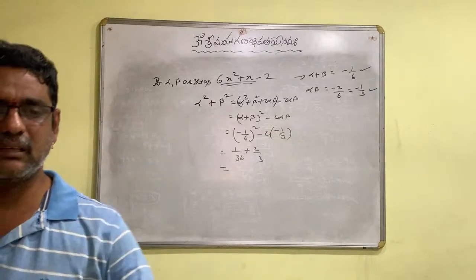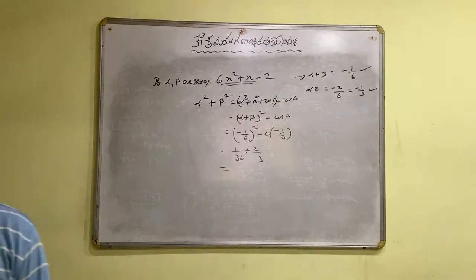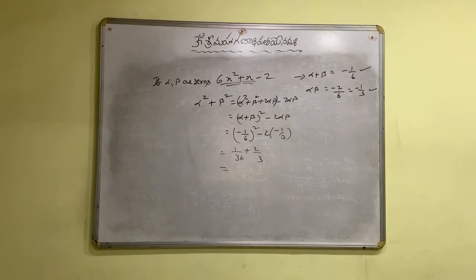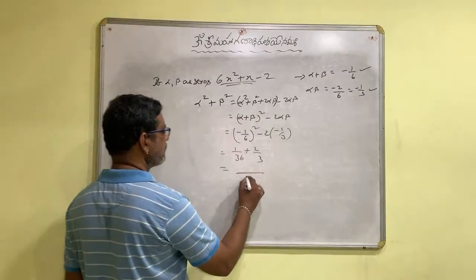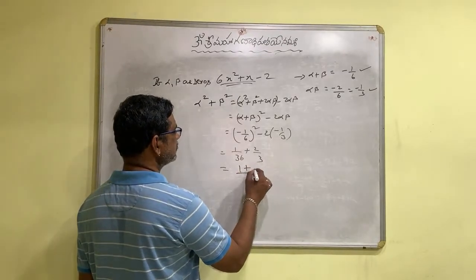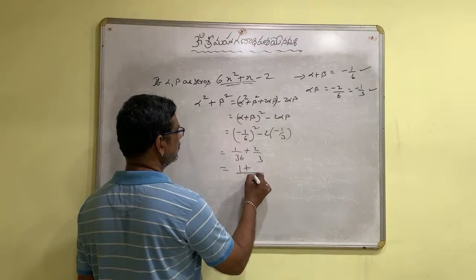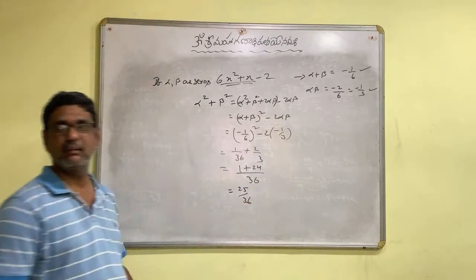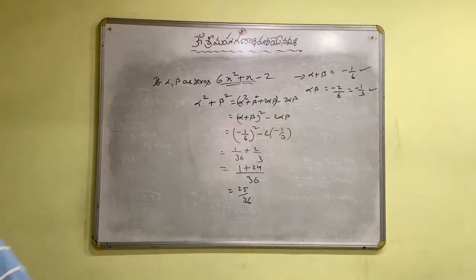What is the result? LCM, 1 plus 24. So 25 by 36. Not 13 by 9.